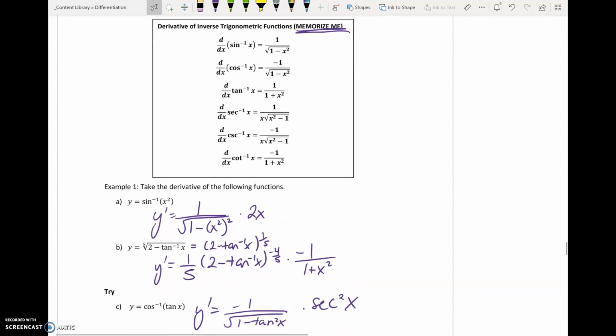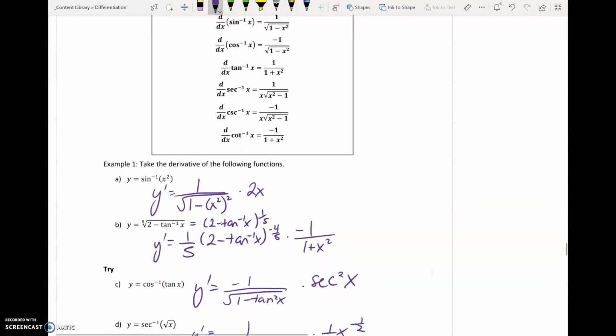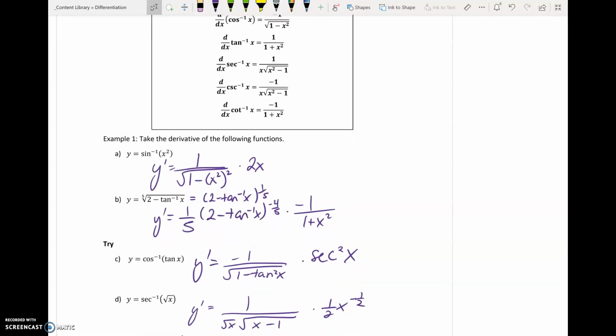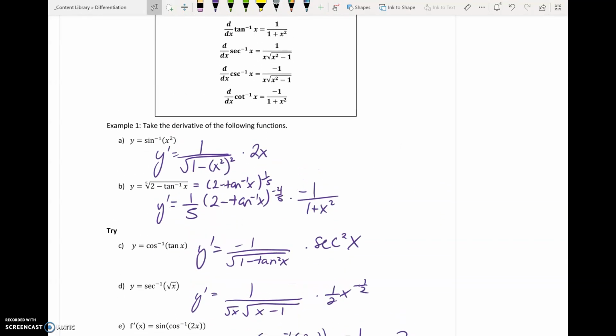Okay. So for the next one, for try, you're going to take the derivative of cos inverse x, or in this case, cos inverse of tan x. So you're going to write exactly this, except for x, you put tan x in there instead. And then you'll take the derivative of tan x, which is secant squared x. For d, we'll take the derivative of secant inverse, which is listed above, right here.